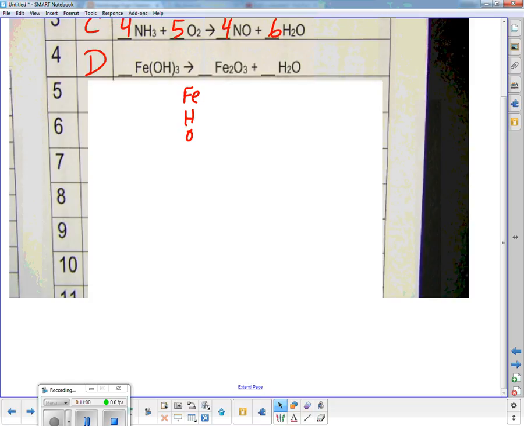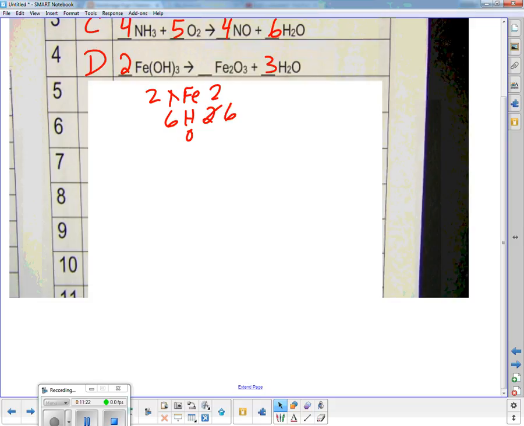So we've got 1 iron on the left, 2 irons on the right. I'll put a 2 in front of this one to make them even. Now I look at my hydrogens. On the left, I've got 2 times 3, which is 6. On the right, I only have 2. So I'm going to put a 3 in front of it and make it 6.